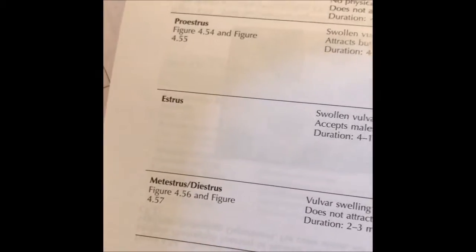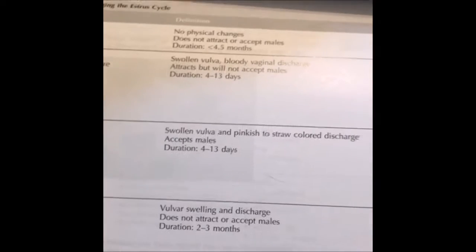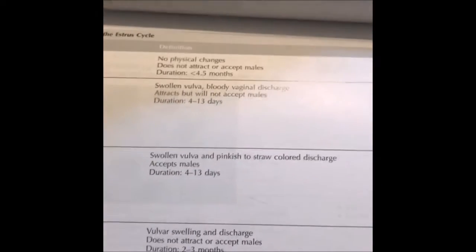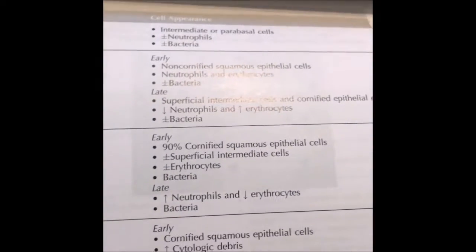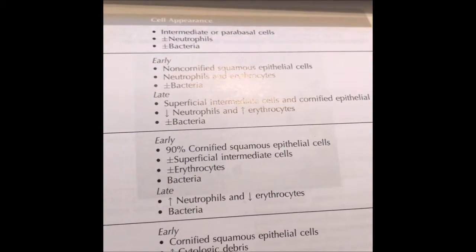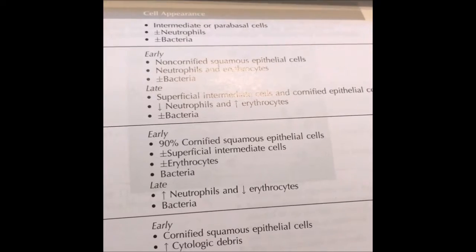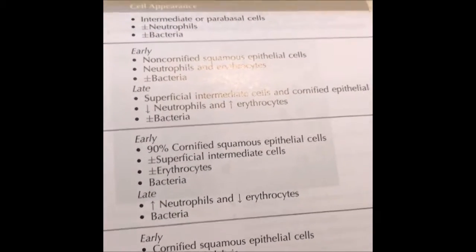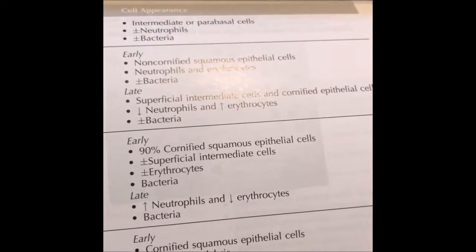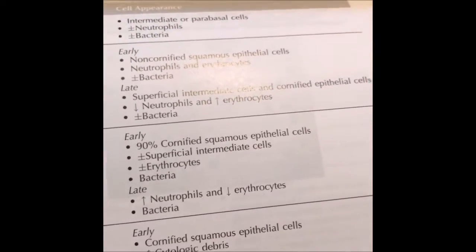Next stage would be estrus, swollen vulva, and pinkish to straw-colored discharge. This is when the female does begin accepting the male. Early, 90% cornified squamous epithelial cells, superficial intermediate cells, erythrocytes, and bacteria. Late would be more neutrophils and less erythrocytes and bacteria.